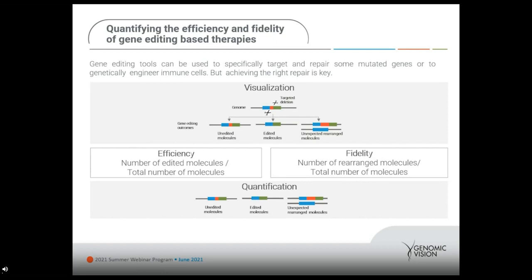So the efficiency is defined by the number of edited molecules divided by the total number of molecules, and the fidelity is defined by the number of rearranged molecules and the total number of molecules. And this is how we assess the gene edited outcomes. And I will give now two case studies to illustrate what I'm just saying.